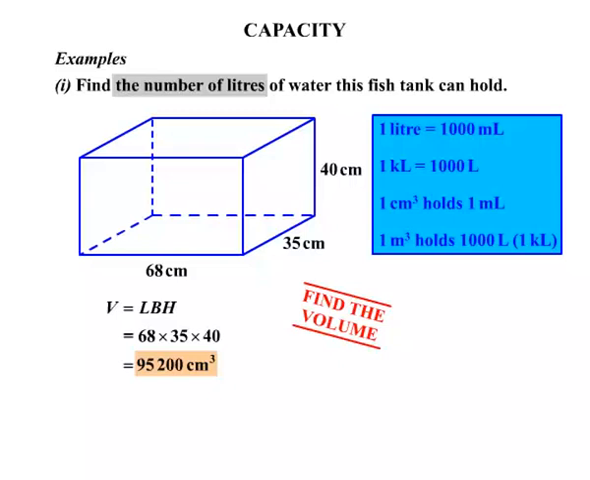What we've got though at the moment, 95,200 cubic centimetres. So we can see that 1 cubic centimetre will hold 1 millilitre. So we can say therefore that the capacity so far is 95,200 mils. So we just changed the centimetres cubed to mils. Now that though, our answer we need is in litres. So 1 litre equals 1,000 mils. So we're going to divide that by 1,000. We get 95.2 litres. Excellent.